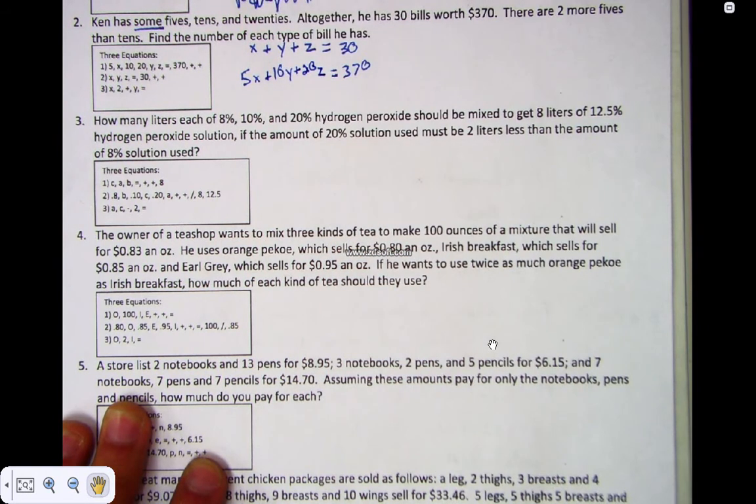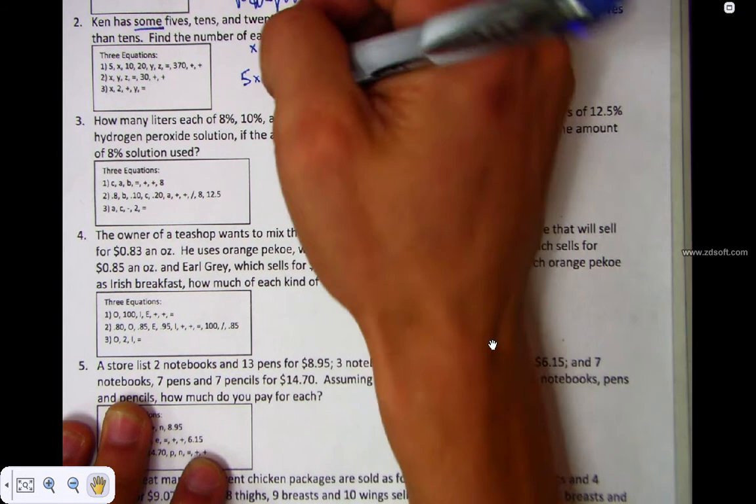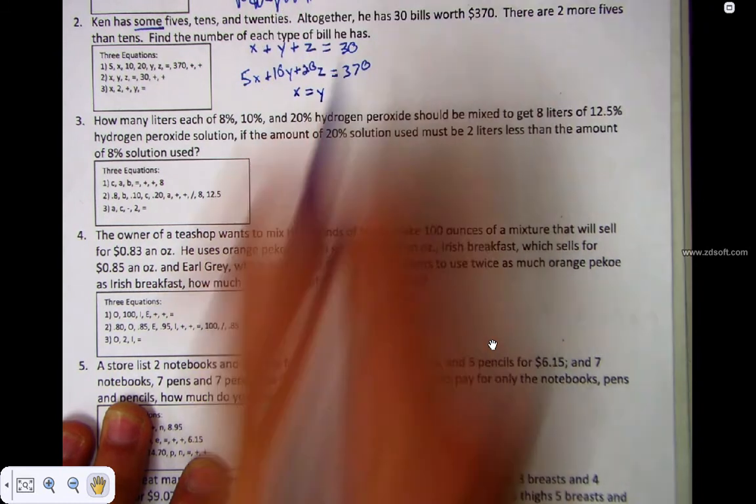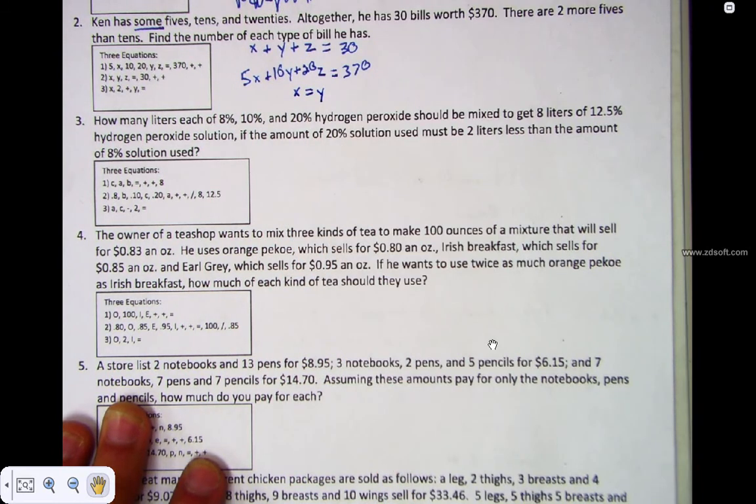And there's our equation. 5x plus 10y plus 20z equals $370. And then finally, our last one, there are two more fives than tens. So what are we comparing? We're comparing fives and tens. And like I said, when we compare things, I like to just write it as if they're equal and then ask, okay, well, which one do I have more of? Do I have more fives or tens? Well, it says I have two more fives than tens.